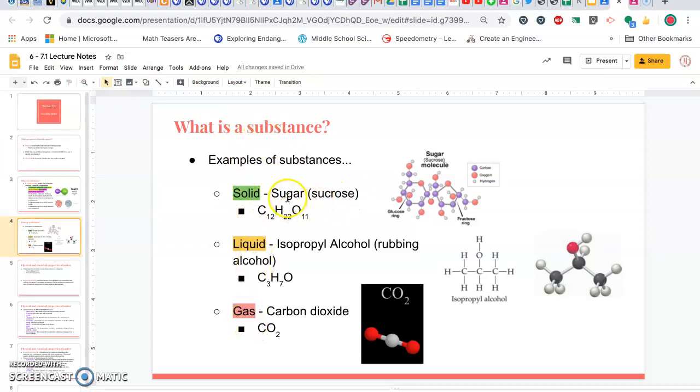So one example of a solid substance would be sugar, or the form of sugar that we think of when we think of table sugar is actually sucrose is the name of it. And sucrose is always formed with carbon, hydrogen, and oxygen in these proportions, 12 carbons to 22 hydrogens to 11 oxygens. And here's an example of what a sugar molecule or a sucrose molecule looks like.